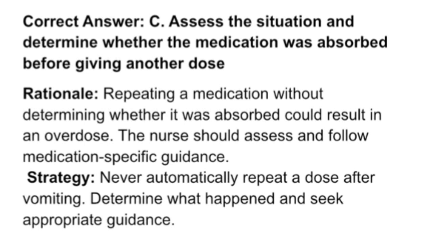Correct answer, C. Assess the situation and determine whether the medication was absorbed before giving another dose. Rationale: repeating a medication without determining whether it was absorbed could result in an overdose. The nurse should assess and follow medication-specific guidance. Strategy: never automatically repeat a dose after vomiting. Determine what happened and seek appropriate guidance.